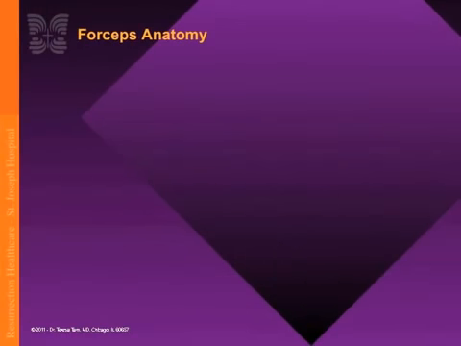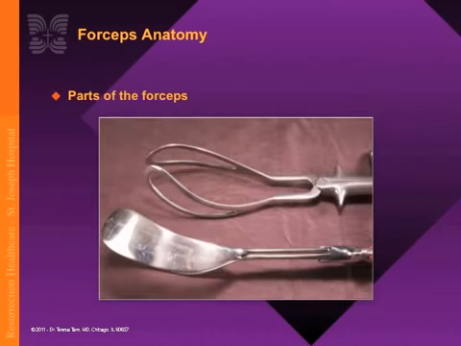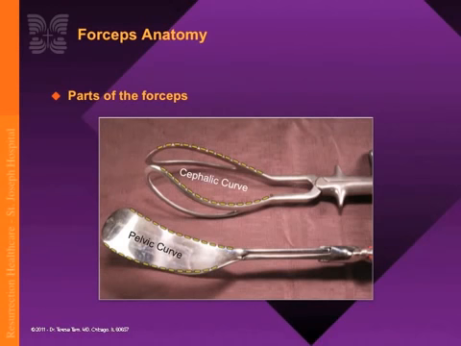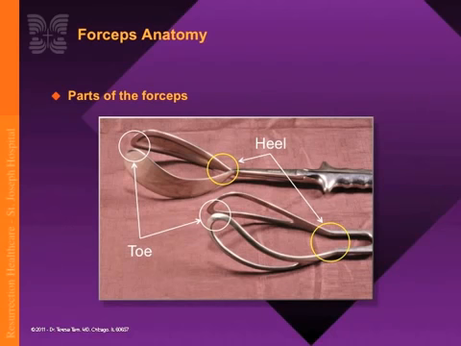All forceps have 4 basic parts. First part is the blades that could either be solid like the Tucker-McLean or have openings in the middle and called fenestrated like the Simpson forceps. The blades possess 2 basic curves, namely the cephalic and the pelvic curvatures. The cephalic curve fits the fetal head, while the pelvic curve conforms to the maternal pelvis. The most distal part of the blade is the toe, and the proximal part attached to the shank is called the heel of the blade.